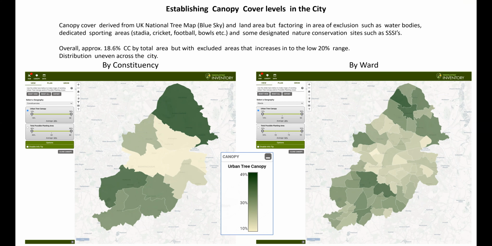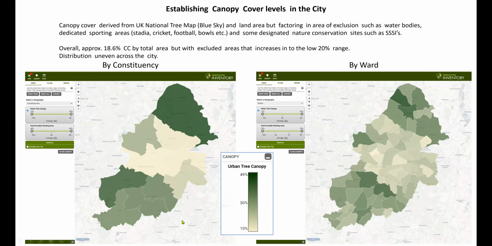If we look at this though, we can see here we've got canopy cover by constituency and by ward. The constituencies are those parliamentary areas. When we look at the constituency map, we can see that we've got some quite dark green areas. To the north, we've got Sutton, which is showing in the high 40% canopy cover. And then we've got places like Edgbaston through into Quinton. But you can see that the big band across the middle of the city, covering places like Ashton, Stechford, Shard End, Erdington, Gravelly Hill, is showing quite low canopy cover, in the region of 10%.